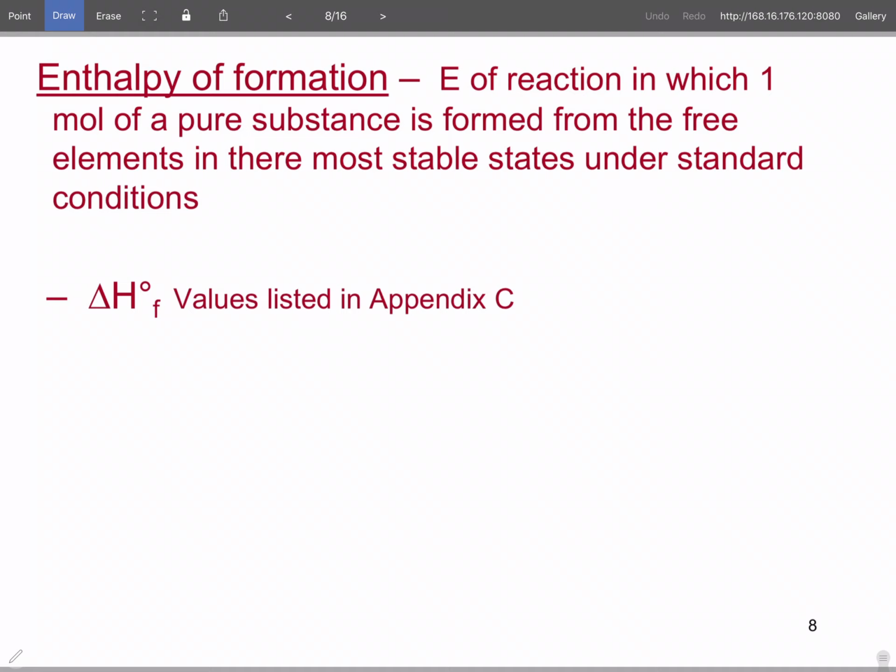Okay, so that brings us to enthalpy of formation. That's the energy of reaction in which one mole of pure substance is formed from the free elements in the most stable form under standard conditions. Now, this is delta H standard of formation. That's what the F is, formation. And you can find these in the appendix. You'll have some of these in Mastering, and they will have a table for you to use.